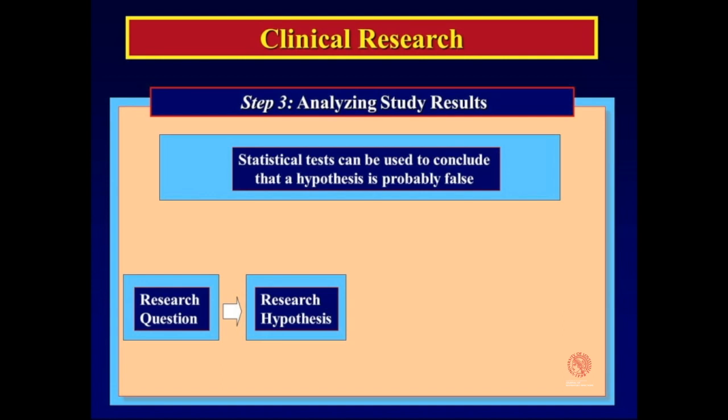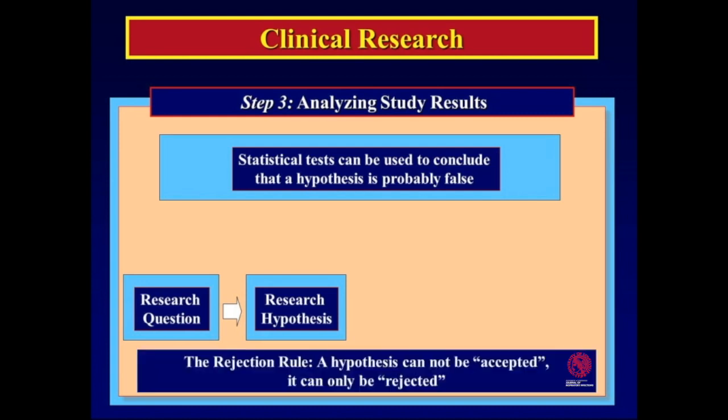Okay, then I have my question. Does this antibiotic decrease mortality? I read the literature, and my hypothesis is that this new antibiotic is going to decrease mortality in pneumonia. This is my hypothesis. This is what I want to prove. But then, statistics can only prove that a hypothesis is false. And then you read a little more, and you have this question of the rejection rule. The only thing is that, again, a hypothesis can never be accepted. A hypothesis can only be rejected.